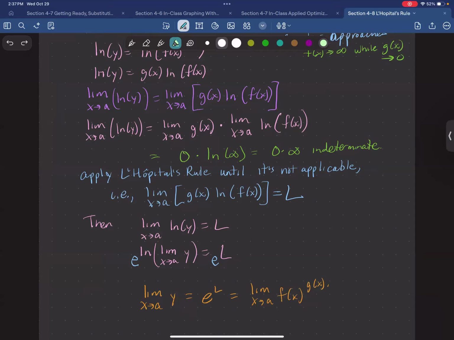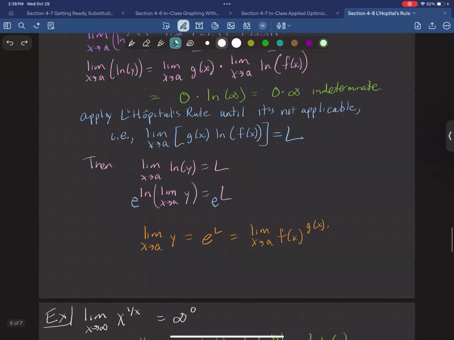Now this was a general form. We're going to look at specific cases where you can see it. The other scenarios do the same thing. Let's look at x going to the 1 over x power.